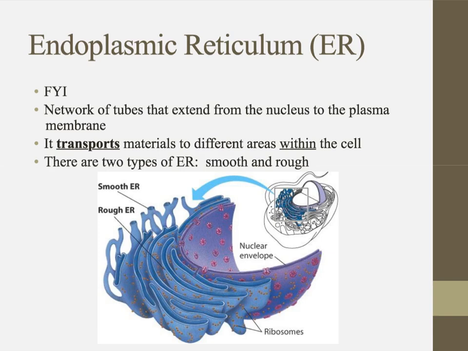Now, I don't want you really to write this down yet. I'm going to have a separate box for rough ER and smooth ER, but just so we know, and so we're clear, all ERs, all endoplasmic reticulums, whether they're smooth or rough, are a series of tubes that extend from the nucleus. Okay, so here's the nucleus. They're always going to be found right next to the nucleus, and it's there for transport. Okay, so we're going to talk specifically about what they transport in the next couple slides where we contrast the smooth and the rough.